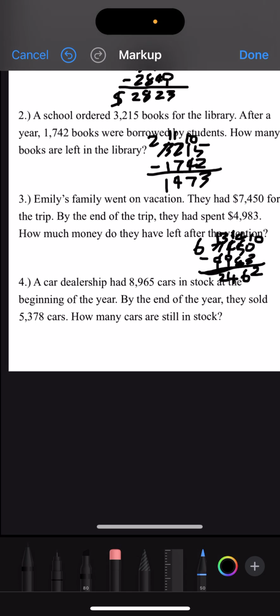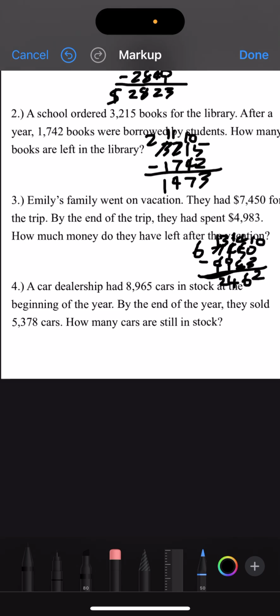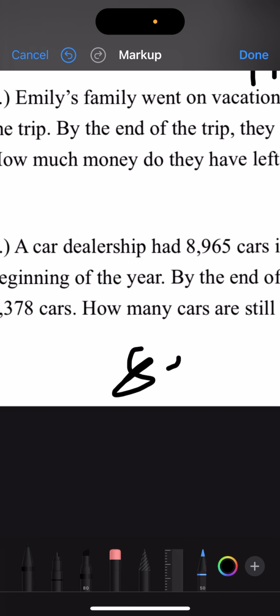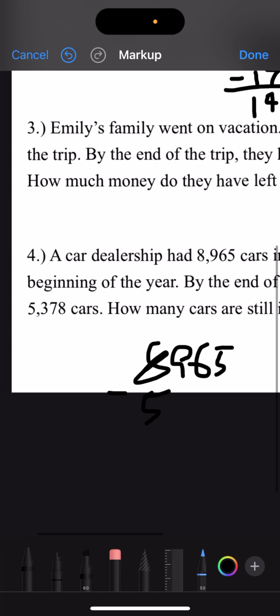A car dealer shop had 8,965 cars in stock at the beginning of the year. By the end of the year, they sold 5,378 cars. Okay, so this one has another subtraction. 8,965 minus 5,378.